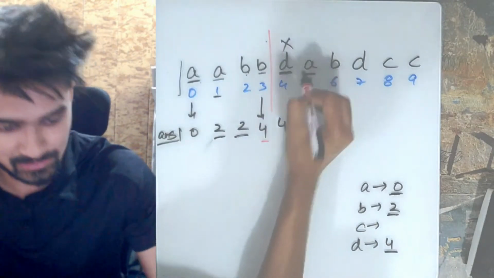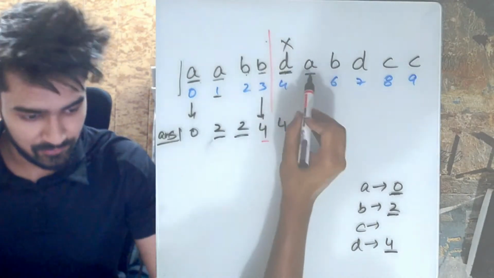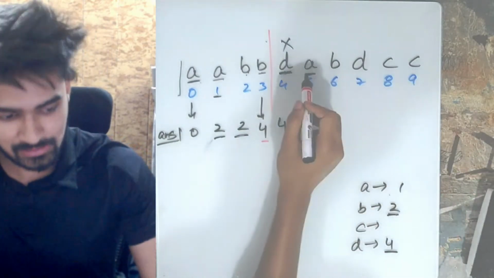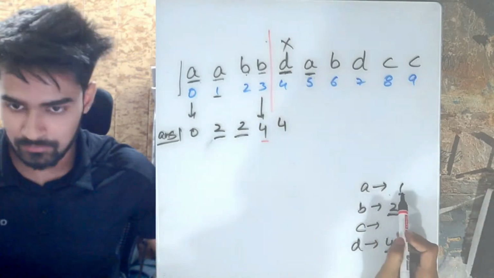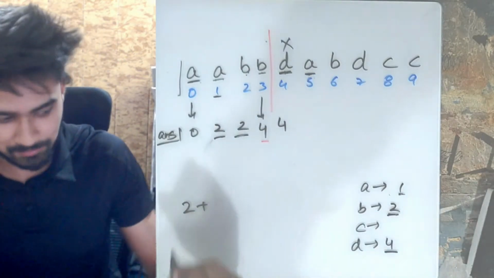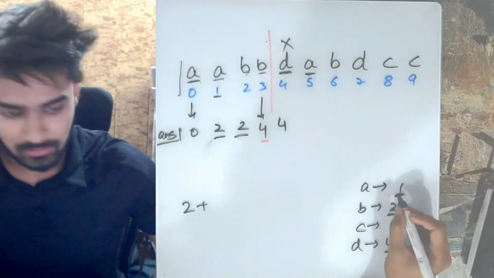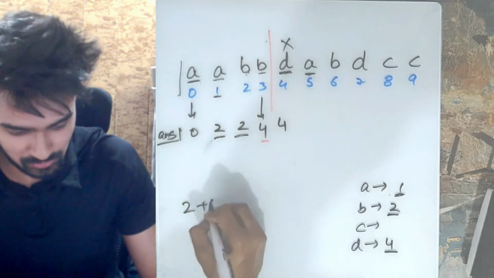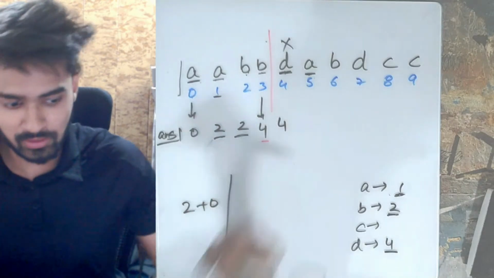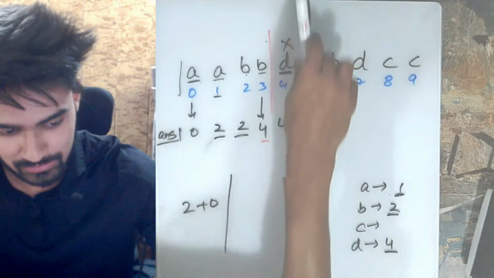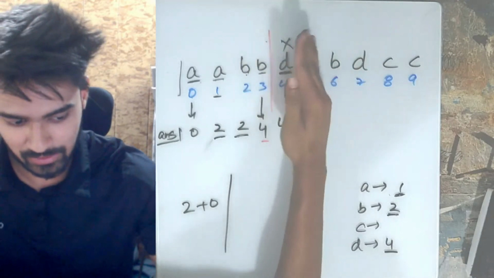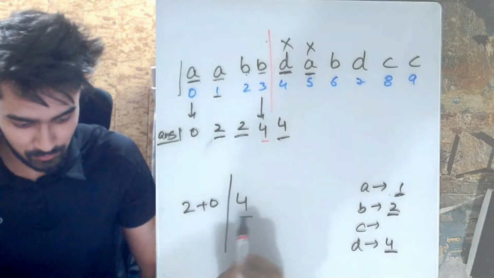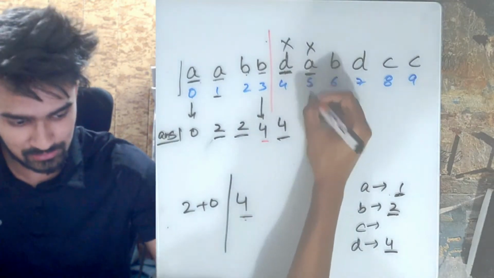Now coming on to the next index, which is A. This A will ask, did we have an A before this? Yes, we had an A at index 1. So add 2 to the answer of index 1 minus 1, which is at this index only. So 0 has 0, so 2 plus 0. Or we could have entirely left this A and found the answer till the previous index, which was 4. So let's write 4 here. Since the maximum out of 2 and 4 is 4, the answer for this is 4.